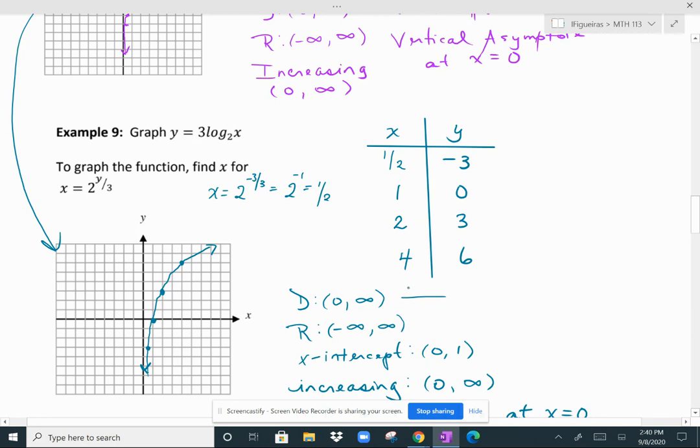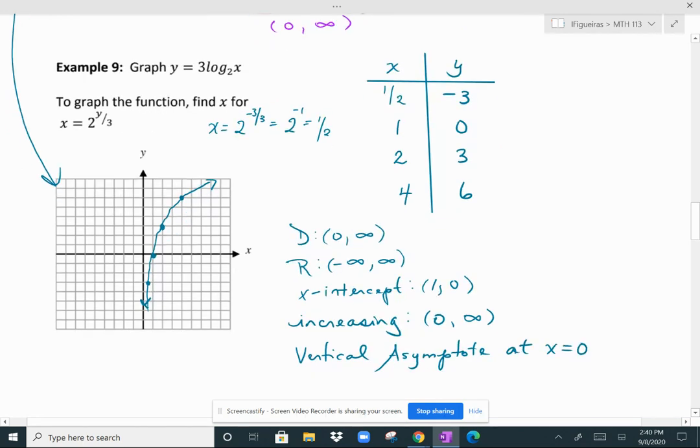The domain is still all positive real numbers. Range is still from negative infinity to infinity. I still have an x-intercept at, sorry, this is opposite. It should be 1, 0. And it's increasing over all real numbers. And the vertical asymptote is the y-axis, which is the line x equal to 0. So here's your x-intercept here. I just wrote it backwards.